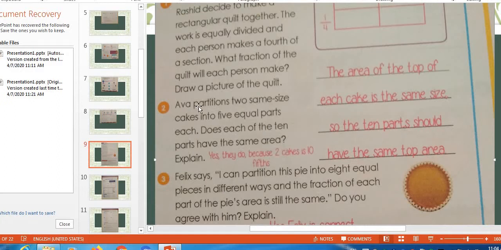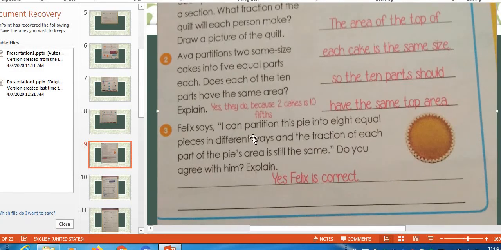So again, how many cakes does Eva partition? I have 2, and each one is divided into 5 parts. So 5 parts, and the other cake 5 parts. So I have 10. So right, the area of the top of each cake is the same size. So the 10 parts should have the same top area.